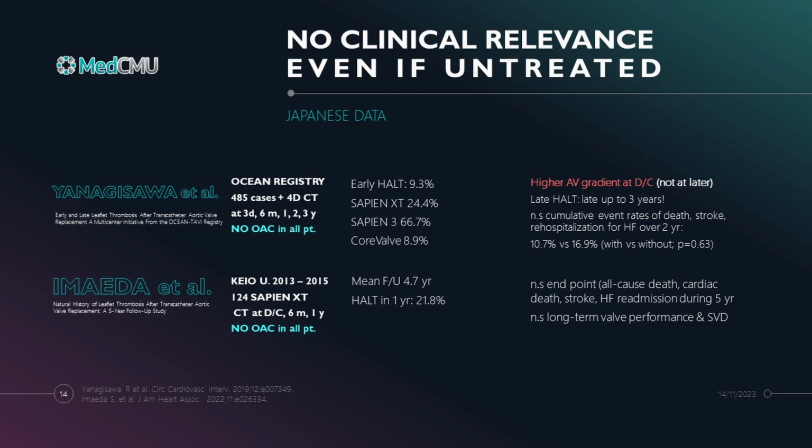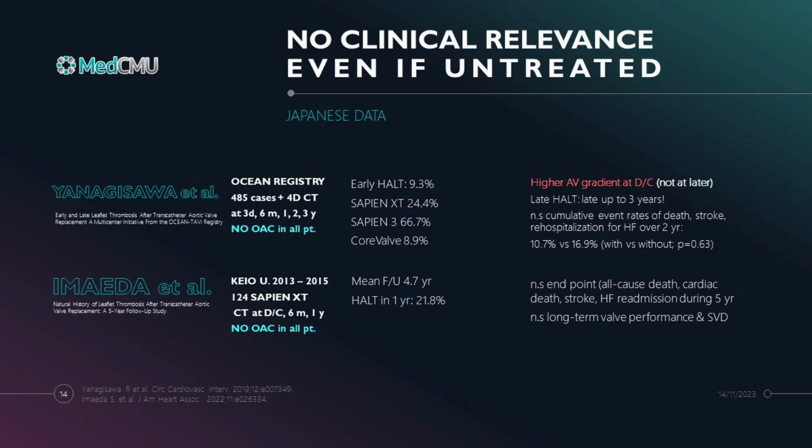Most of the cases were balloon expandable valves. For the supra-annular design self-expandable valve, the incidence is only 8.9%. The gradient occurred only at discharge, but not later. And the HALT can occur late, up to 3 years, and the primary endpoint, such as death, stroke, rehospitalization, is not increased.